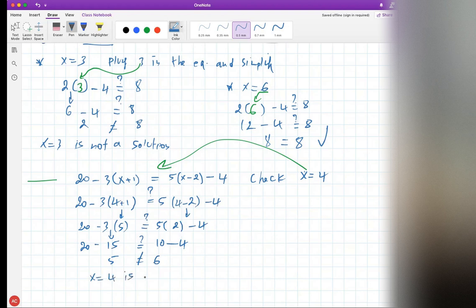x equals 4 is not a solution. Maybe another value. There is a solution, but again, it's a little weird. It's a decimal or a fraction, so we don't want to try that. x equals 4 is not a solution.